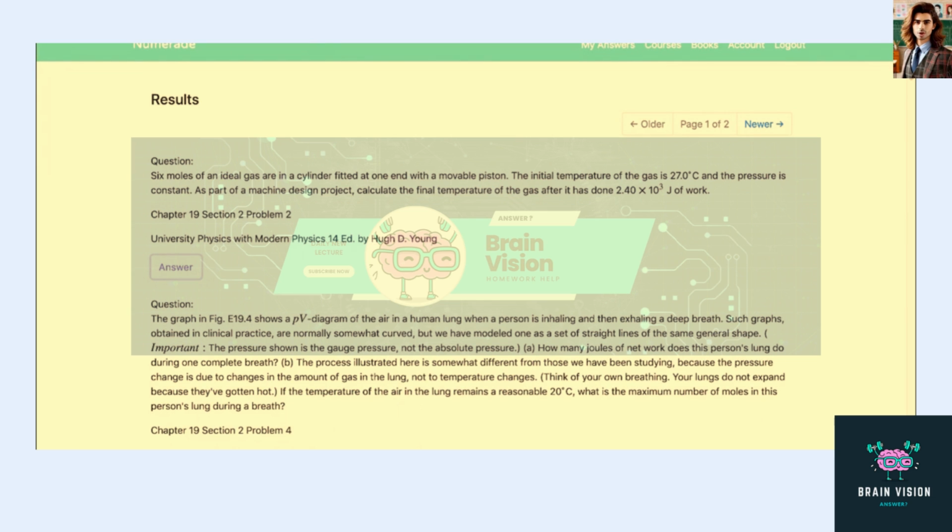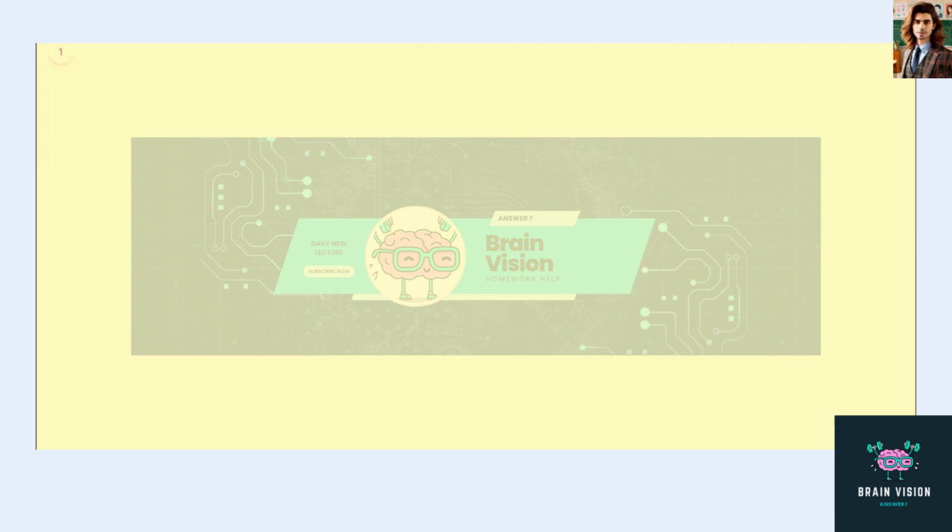So the question states that 6 moles of an ideal gas are used in a cylinder fitted at one end with a movable piston. The initial temperature of the gas is 27 degrees C and the pressure is constant. As a part of a machine design project, calculate the final temperature of the gas after it has done 2.4 times 10 to the 3 joules of work.